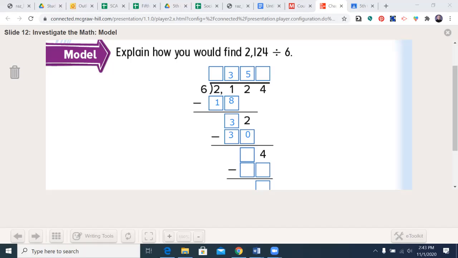And now I subtract. 2 minus 0 is 2. And you don't have to put a 0 if it's 3 minus 3. You can, but you don't need to. I check. 2 is less than 6. I bring down the 4. Now I'm going 6 into 24. Well, I happen to remember that 6 times 4 is 24. So I'm going to put the 4 up here. Multiply and get 24. I subtract. I get a 0. 354 is my quotient.